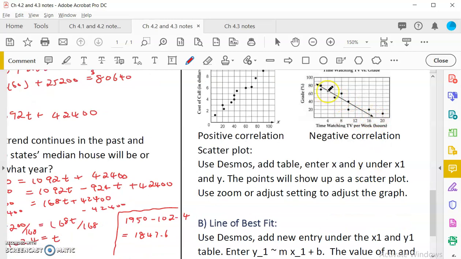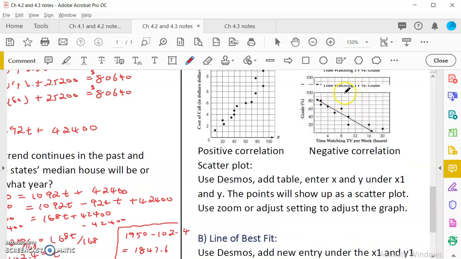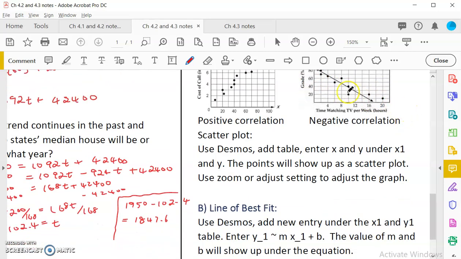Although it is not strict, there are exceptions, everybody's different, and your grade is affected by not just your time watching TV but other things, but they have a general trend. So we could say that is a positive correlation and that is a negative correlation. In order to see what correlation you have, you do a scatter plot.